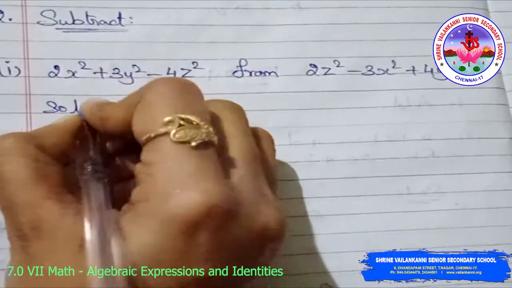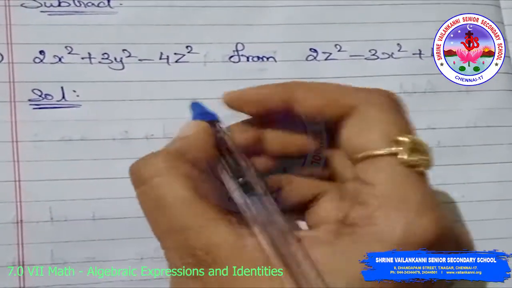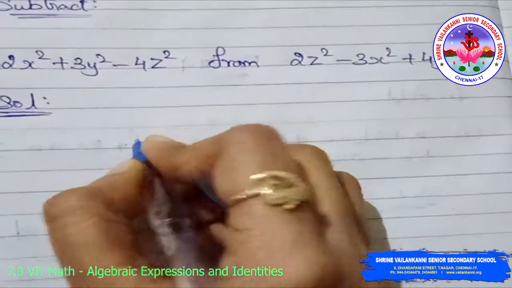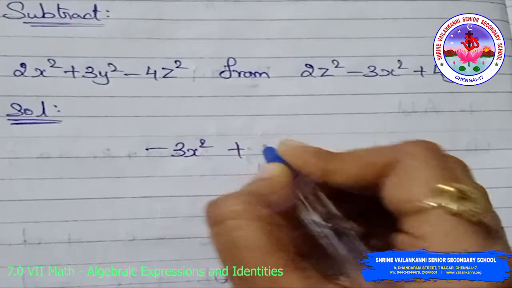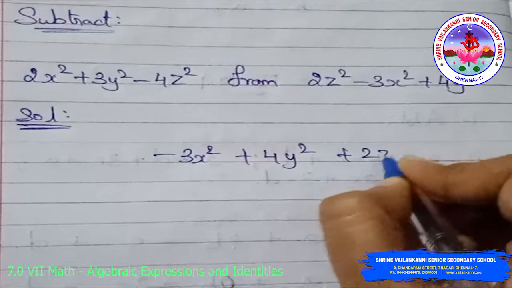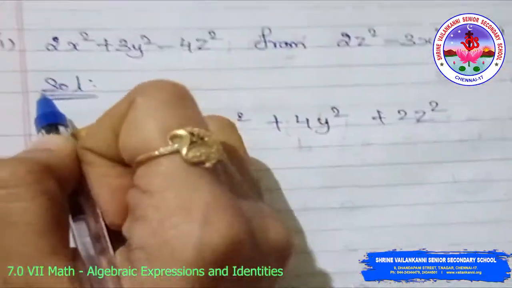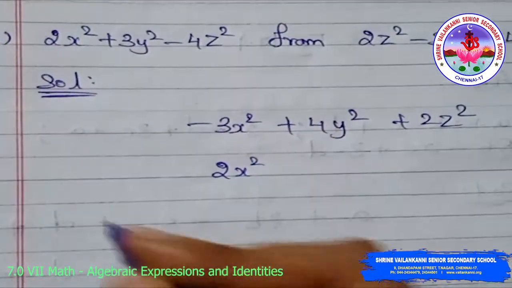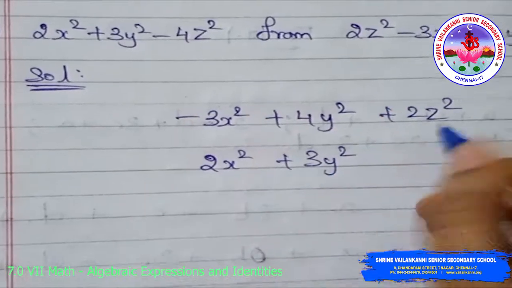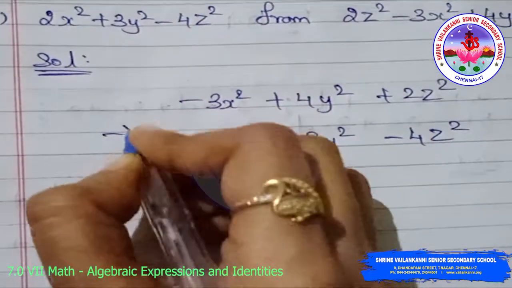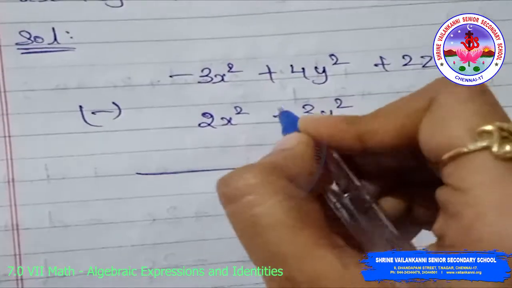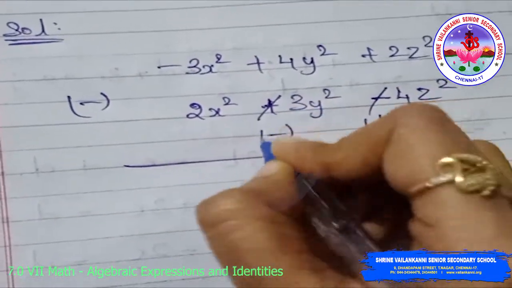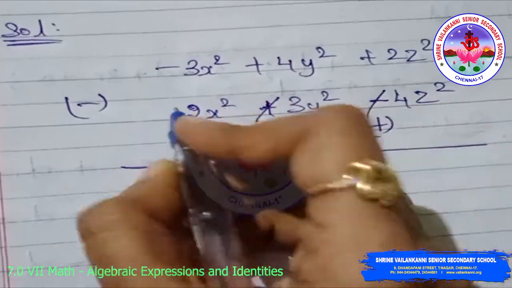Solution. First write down the expression. Here from means the second expression comes first. So negative 3x squared plus 4y squared plus 2z squared. Next, write the second expression term wise. So here 2x squared plus 3y squared minus 4z squared. Using the subtraction, you can change the sign of the second expression. Here negative, change to positive. Here positive, change to negative. Here 2x squared is positive, change to negative.